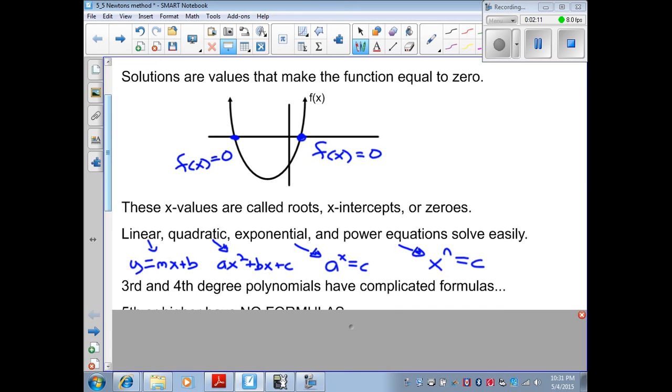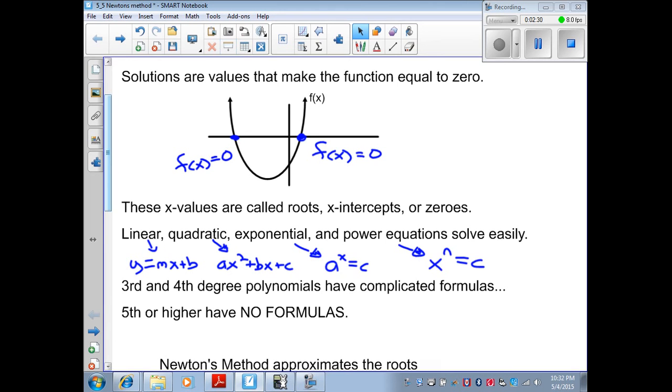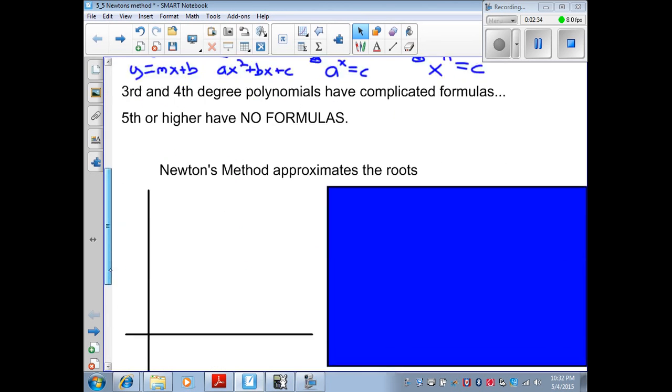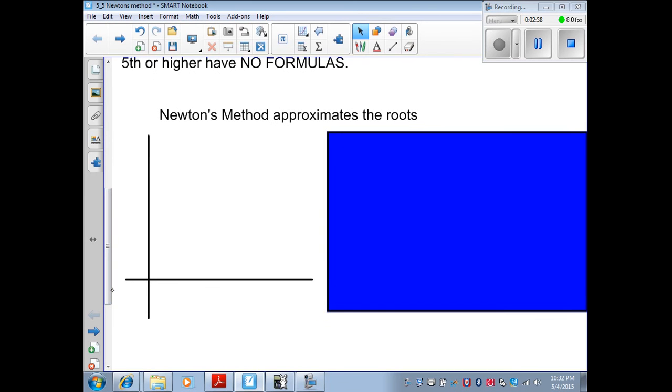But there's stuff beyond quadratics, of course. There's third and fourth degree polynomials. They have complicated formulas that are probably not worth the trouble. Fifth or higher have no formulas. And it's not that we haven't found them. There can't be formulas for them. So we need a better method. Newton's method approximates roots for different equations.